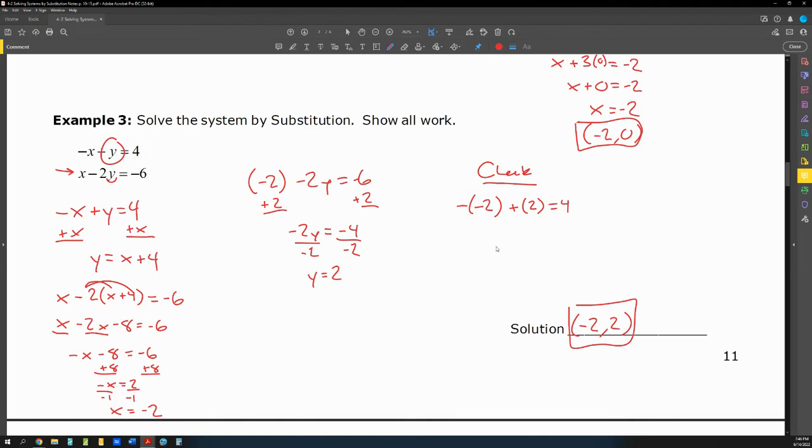So here we've got negative 2, that double negative gives us a positive 2 plus 2 equals 4, and indeed 4 equals 4. For the other equation, we have negative 2 minus 2 times 2 is equal to negative 6. Well, negative 2 and then a minus 2, or a negative 2 times 2, is negative 4. And then negative 2 minus 4 is negative 6, which does equal negative 6. So that checks out too. So we've done this one correctly.